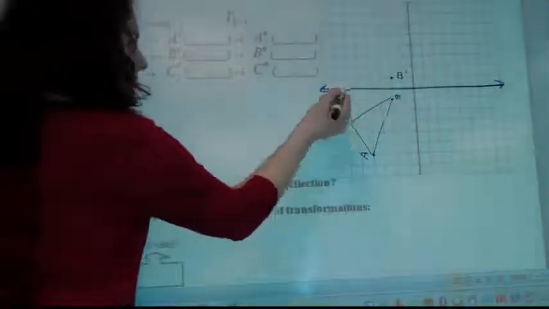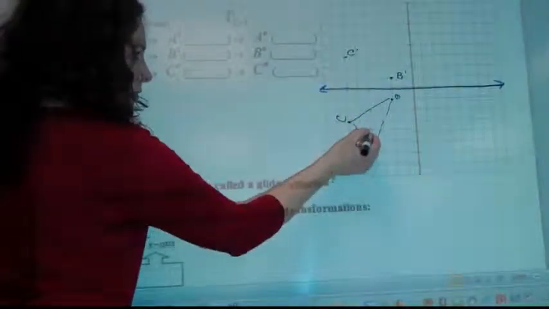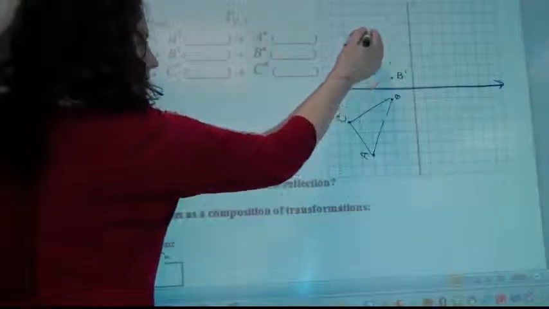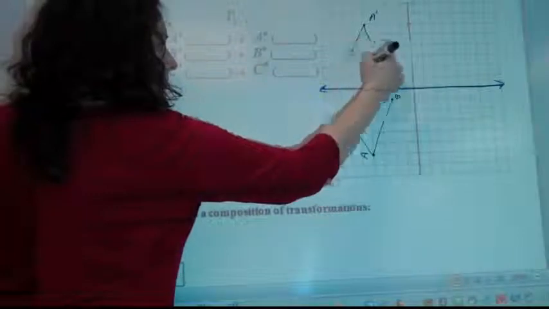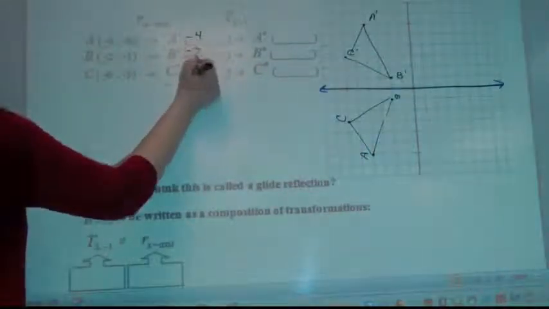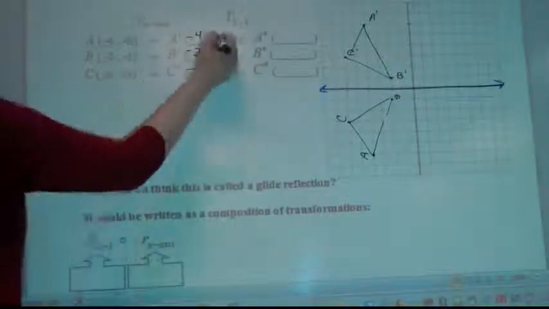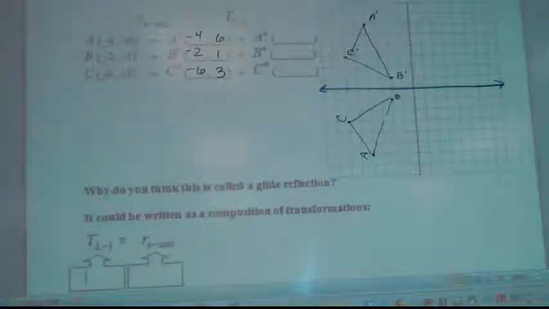Do you remember what the rule is? Anybody? Let's see. X stays the same, yep, when we reflect over the x-axis. And all these should change from negative to positive. And I think those are the right points that I just plotted too, just by looking at it. -2, 1. -4, 6, -6, 3, looks good.